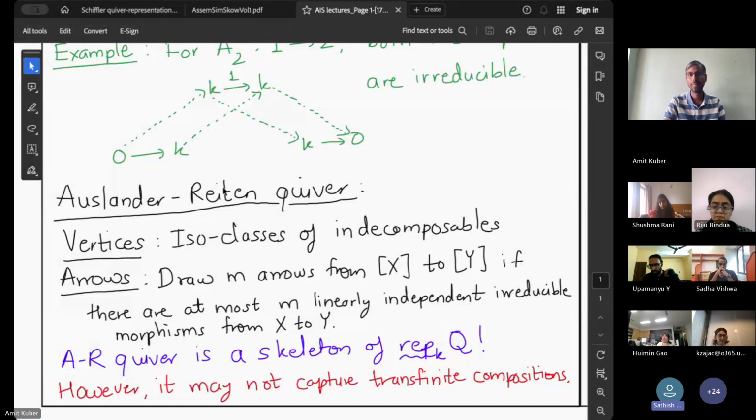Yes, can I ask a question? Yeah, sure, go ahead. You're saying that you draw m arrows from x to y if there are at most m linearly independent irreducible morphisms from x to y. But I am not understanding the words "at most" here. How many arrows will we make there? See, this first lecture, at least the first hour, is all about giving you an overview of what is yet to come. I will make everything very precise. I don't expect you to follow everything, just the idea. If you have any questions, I'm happy to answer.